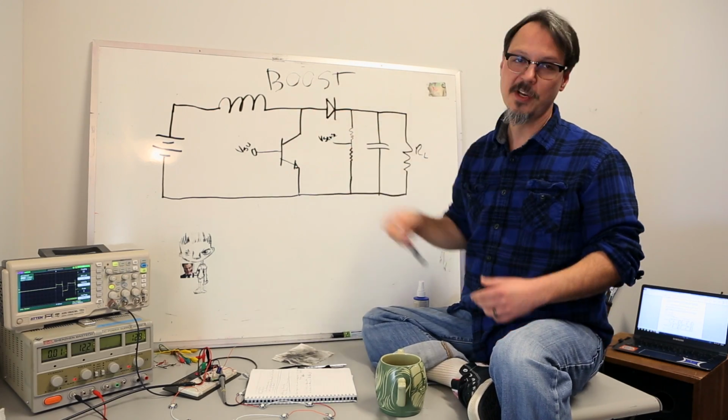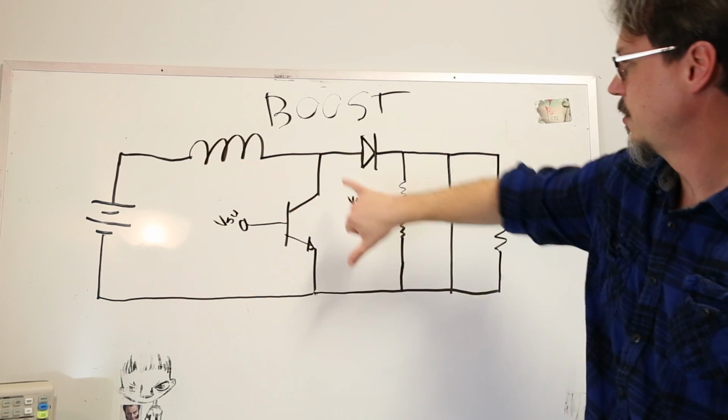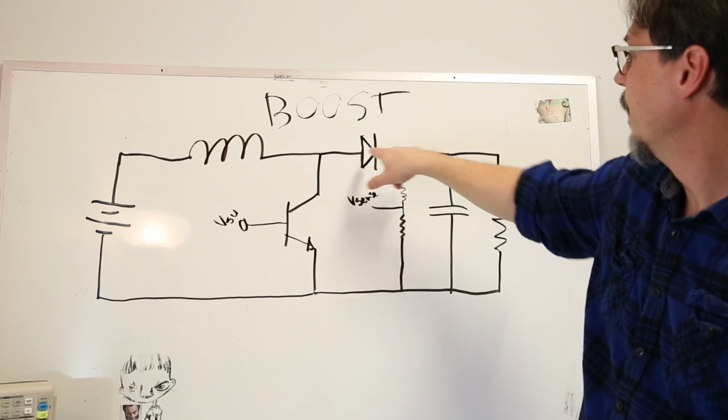These three components have changed position. Now I've got my inductor here next to the supply voltage. I got my switch from here to ground. Oh, that's scary. It's not that bad. And I have my diode here.